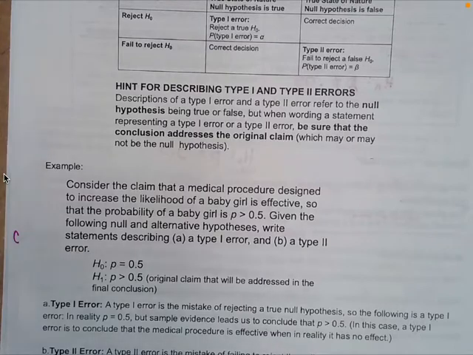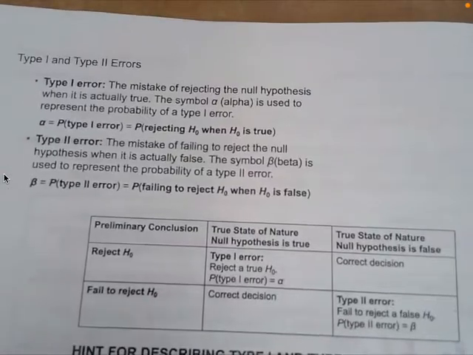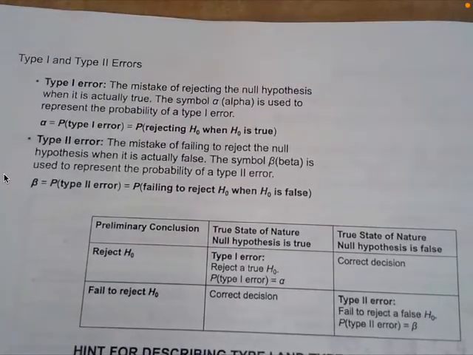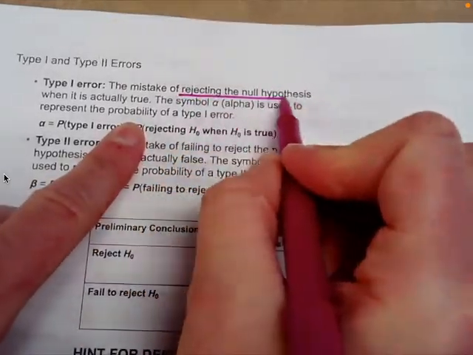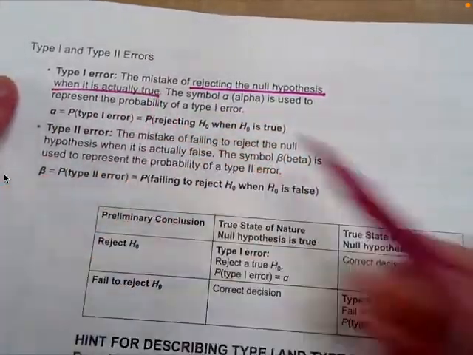With hypothesis testing, you can have different types of errors. So a type 1 error is the mistake of rejecting the null when it actually is true. The symbol alpha is used to represent the probability of a type 1 error. So this is rejecting the null when it actually is true.